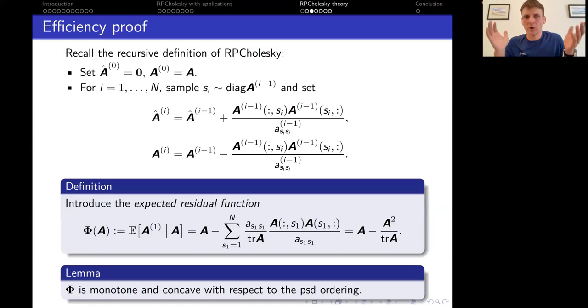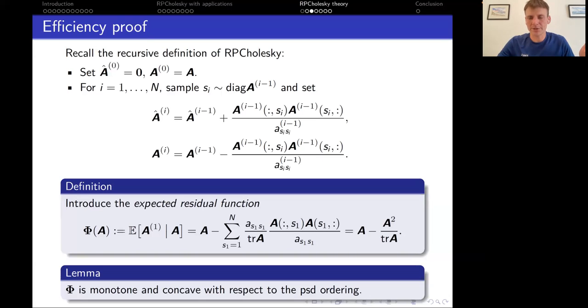We have to start with the algorithm. What does it do? It is fundamentally looking at the residual matrix, A sub i minus 1, at each step. It's looking at the diagonal of the residual matrix to sample a new entry, and then it's making a rank 1 update where it's taken something away from that residual. So the residual is getting smaller in the PSD ordering sense. So the algorithm is a Markov chain. It's a matrix valued Markov chain on the residual matrices. Time homogeneous matrix valued Markov chain.